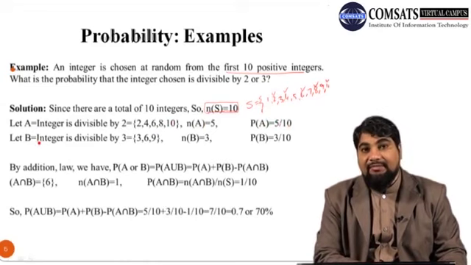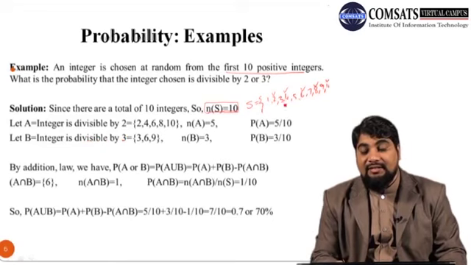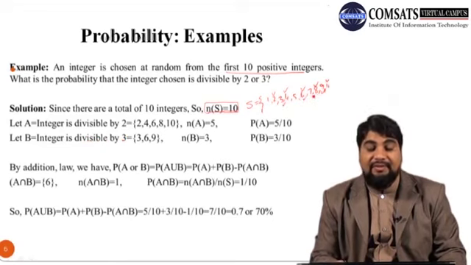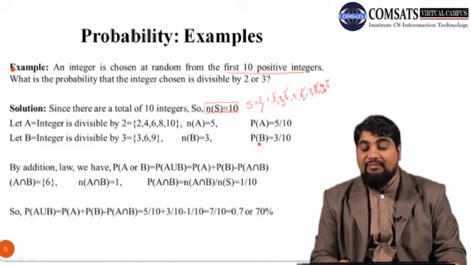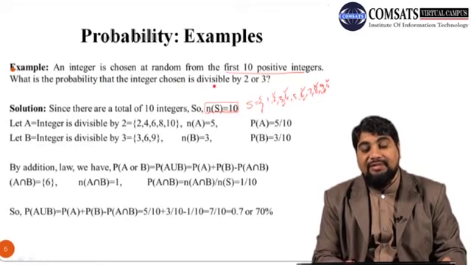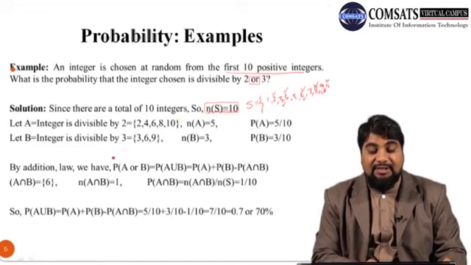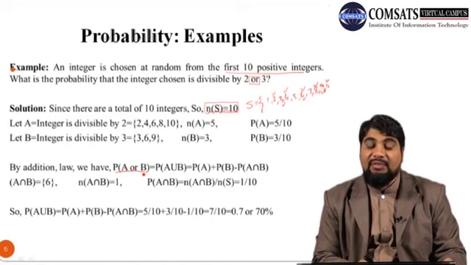Similarly, define an event B that the integer is divisible by 3. In this case 3, 6, 9. These are the 3 outcomes of event B, so the total number of sample points in B is 3. The probability of B is 3 out of 10. As far as our question is concerned, we need to calculate the probability that the integer chosen is divisible by 2 or divisible by 3. So we are interested in the probability of A or B.